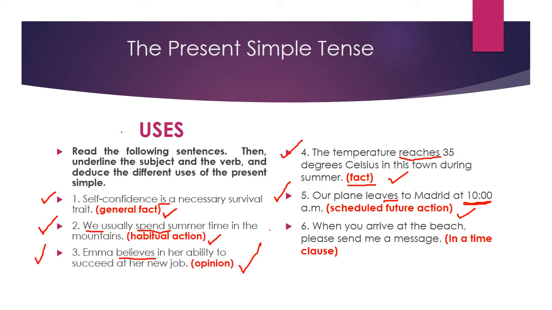Finally, the 6th use: when you arrive at the beach, please send me a message. This is called a time clause. Words like when, before, after, those are called time clauses. When you arrive at the beach, where's the time clause here? The time clause is where we have the time expression like when, before, after. This sentence is made of 2 clauses divided by a comma. The first clause is a time clause. So the verb that is used in the time clause is used in what tense? Yes, in the present simple tense. You arrive. When you arrive at the beach, please send me a message.